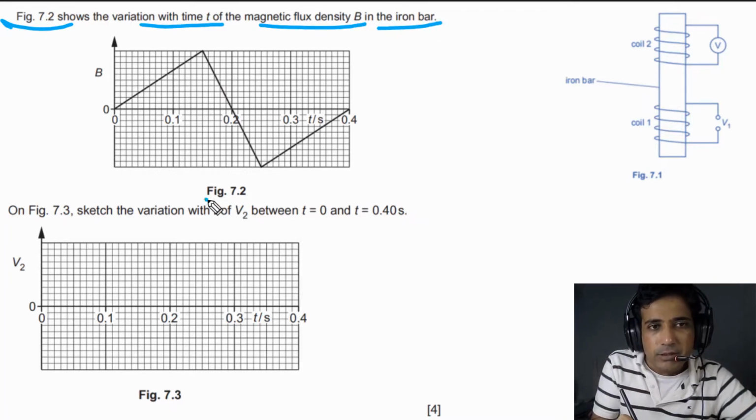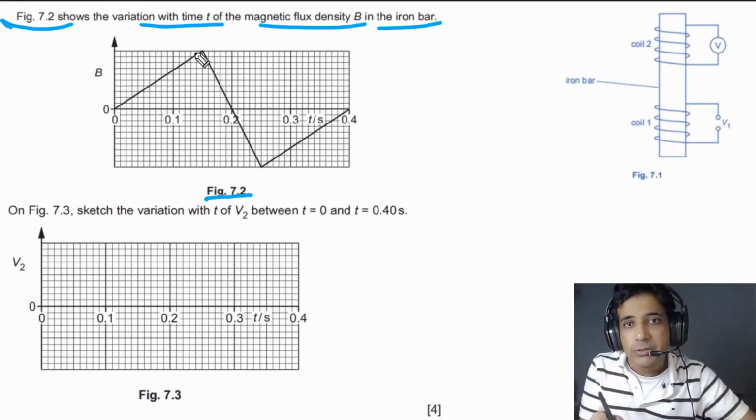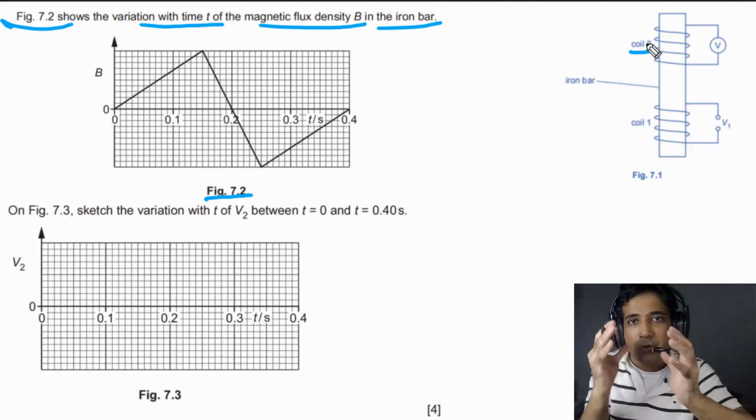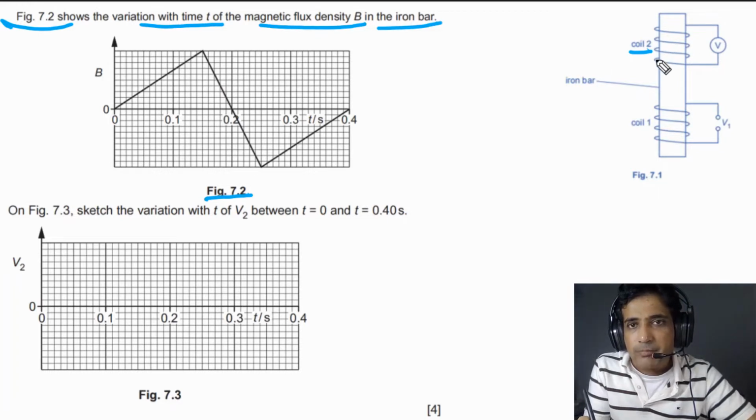As you can see in figure 7.2, it is given to us how magnetic flux density is changing with time in iron bar. But we also need to understand coil 2, this is wound around iron bar. So the rate of change of magnetic flux in iron bar is the same as rate of change of flux in coil 2. In this case, we are talking about ideal case. Here is no magnetic flux linkage loss. So you have to be clear about this point.